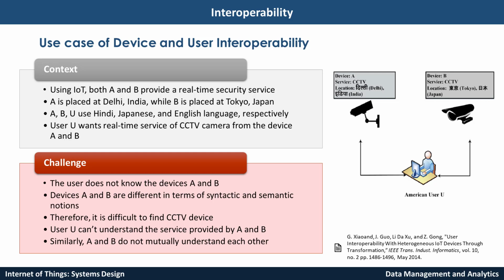User U wants real-time CCTV services from the devices A and B. So the user wants to talk to A and B and get their service. The challenge is that the user does not know the device A or B. Devices A and B are different in terms of syntactic and semantic notations. Therefore, it is difficult to find the CCTV device. The user can't understand the service provided by A and B. Similarly, A and B do not mutually understand each other.